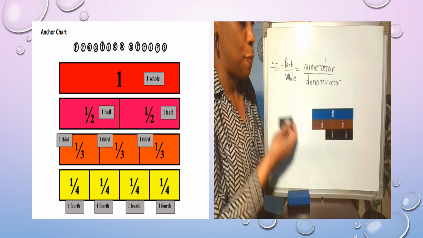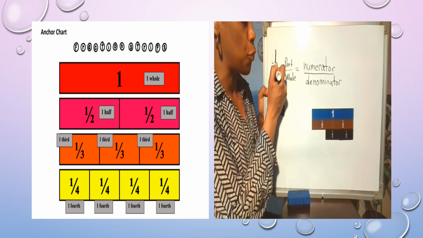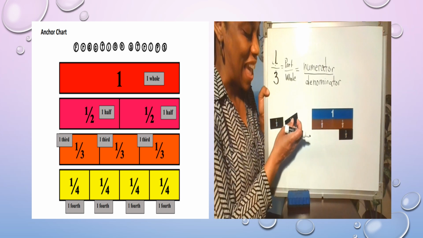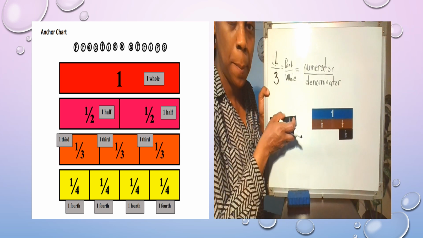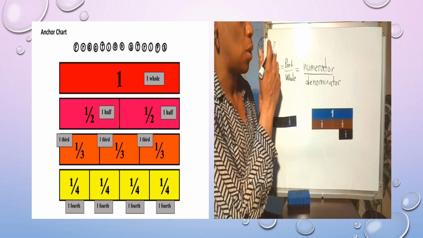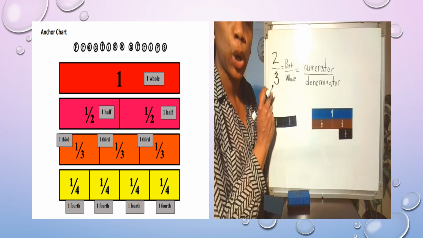So if Miss Brooks eats her piece, she eats 1 of the 3 pieces. That's 1/3. If Miss Brooks and Miss Abraham eat their pieces, that means how many pieces they eat? 1, 2. Out of how many? 3. You read that as 2/3.